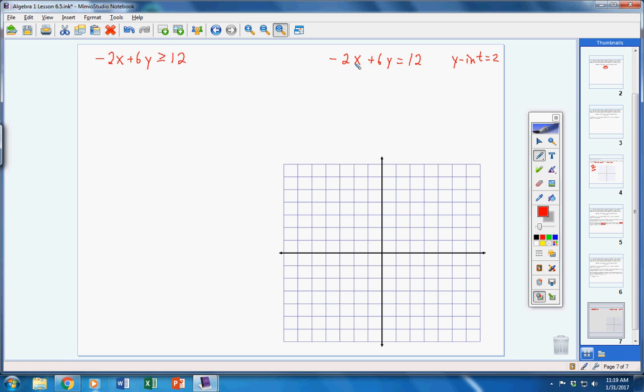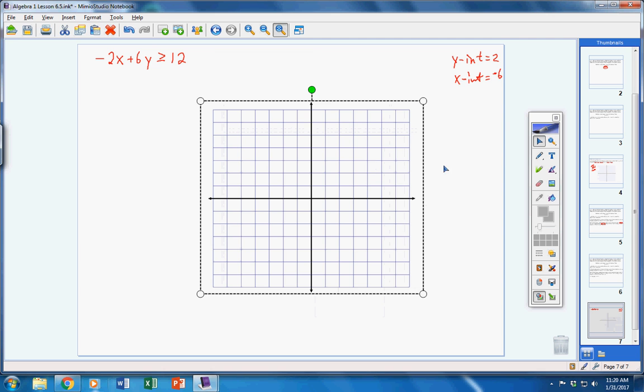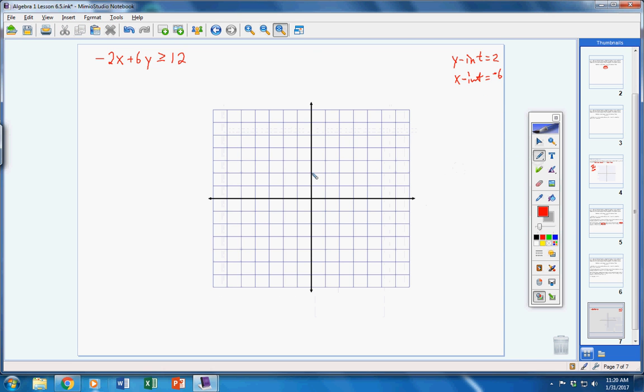Now let's put 0 in for y, okay? We put 0 in for x, that gives us the y-intercept. Now we're going to put 0 in for y, and we're going to get the x-intercept. 6 times 0 is 0, negative 2x plus 0 is negative 2x. Divide both sides by negative 2, and x equals negative 6. So the x-intercept equals negative 6, alright? So we are now ready to graph this line. The y-intercept is positive 2, and the x-intercept is negative 6.